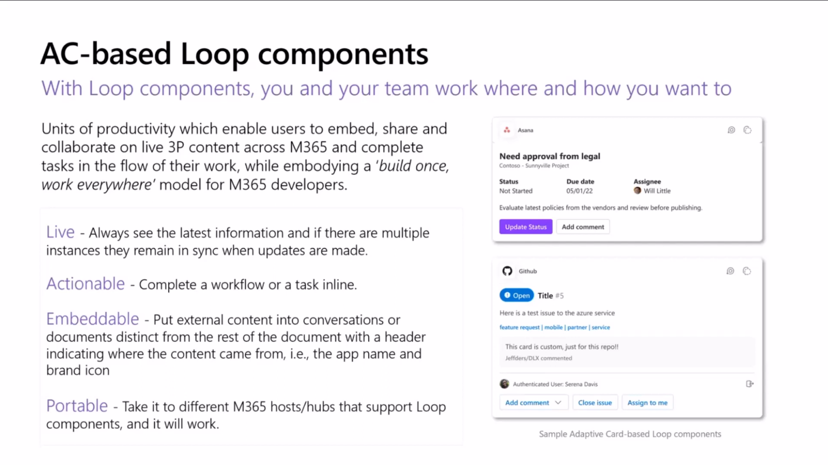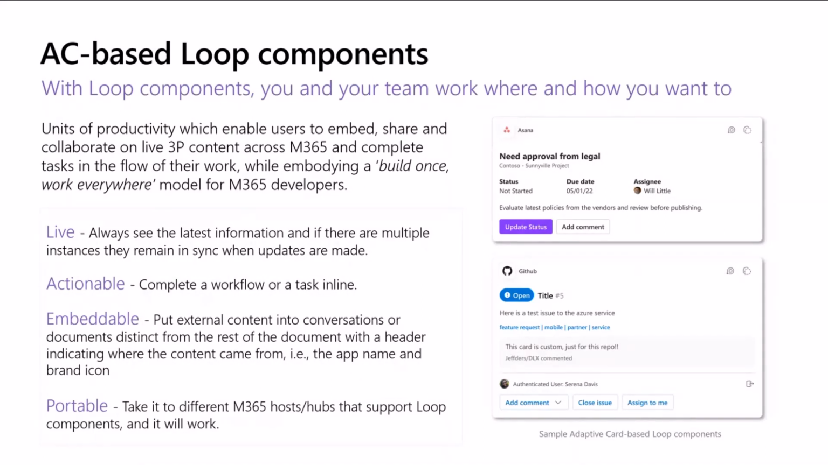The first one is live. Live essentially means what the word says, that the content should always stay latest, even if there are multiple instances, they remain in sync when updates are made. Second one is actionable. We don't want content to be static. It should not just be a static update which stays live and keeps on updating, but rather we want the end users to complete some task or workflow in line without having to context switch.